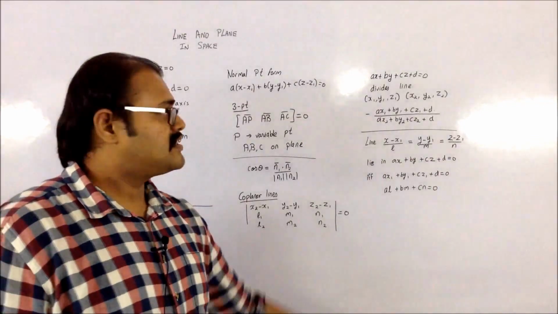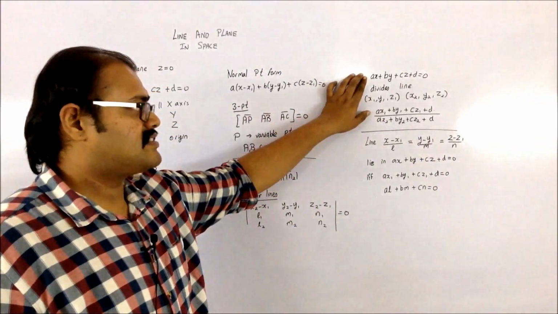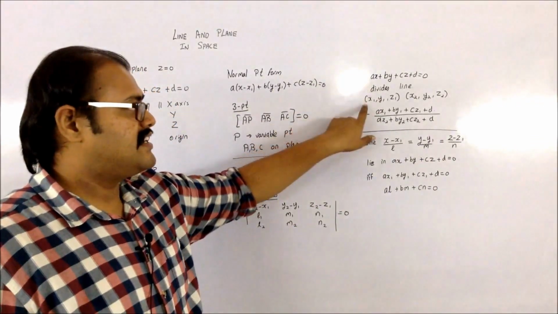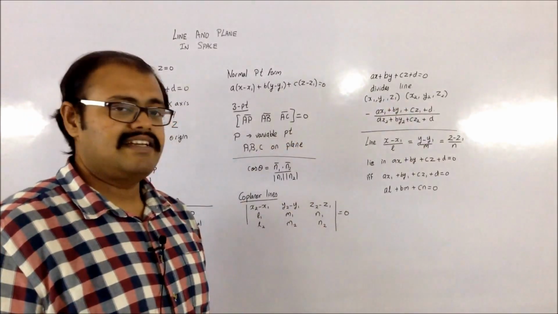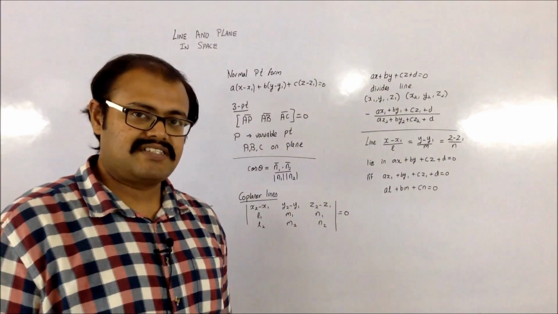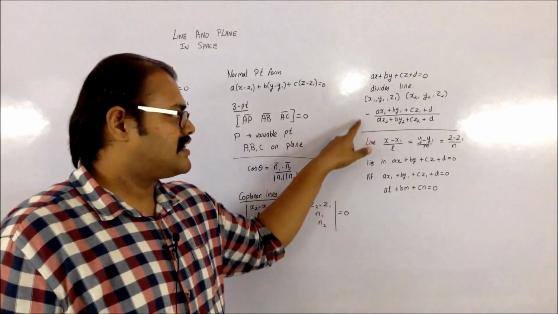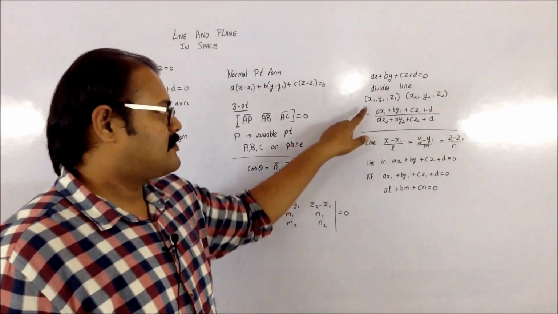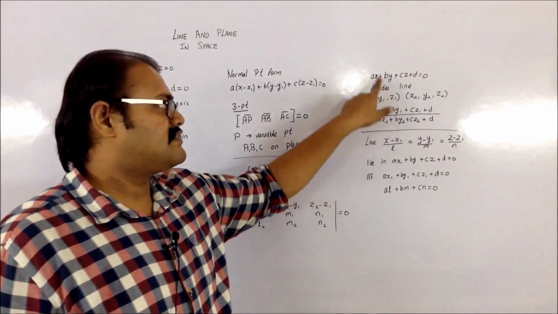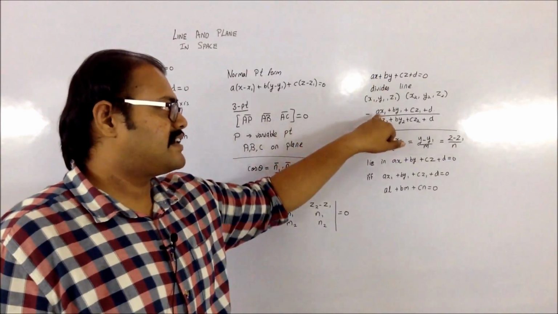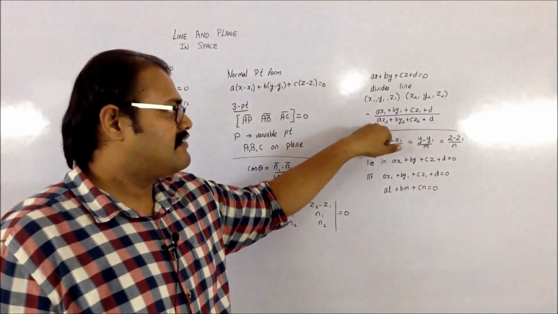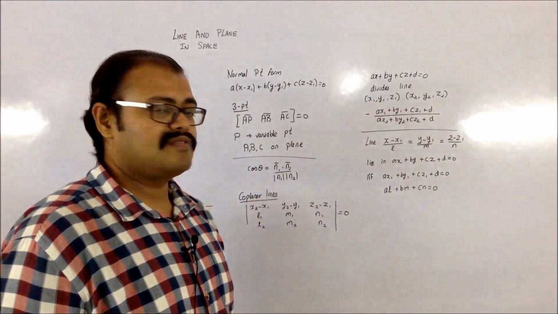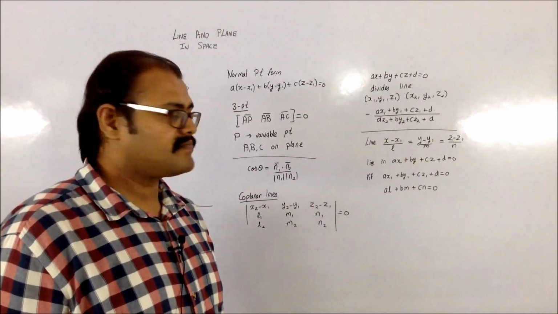Moving on to the next one. If I have some plane which is dividing a particular line, and I have to find in which ratio it is dividing, then that will be given by this particular formula. Basically, I just have to substitute x1, y1, z1 in this particular equation and divide the value I get by the value obtained for x2, y2, z2 in that equation.